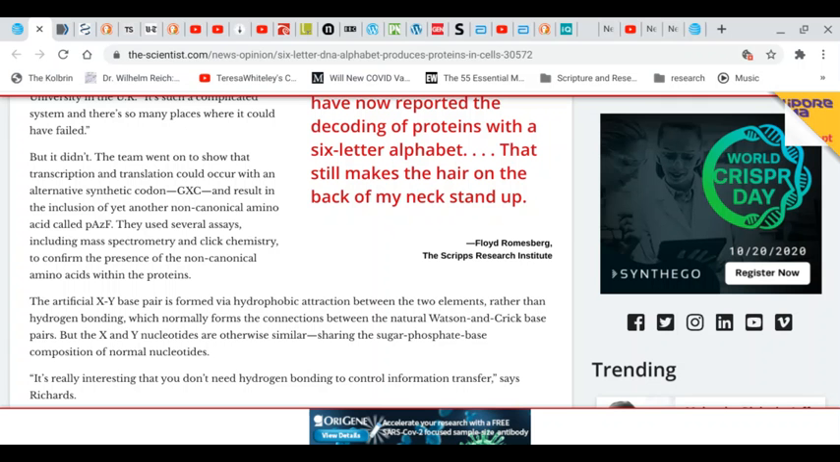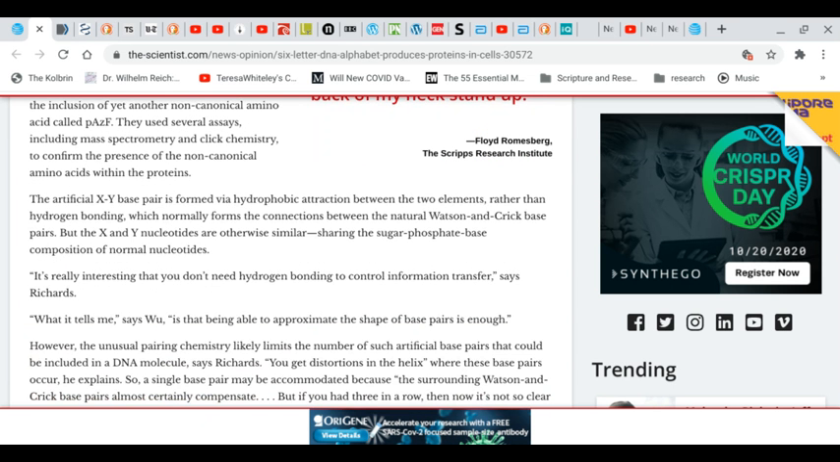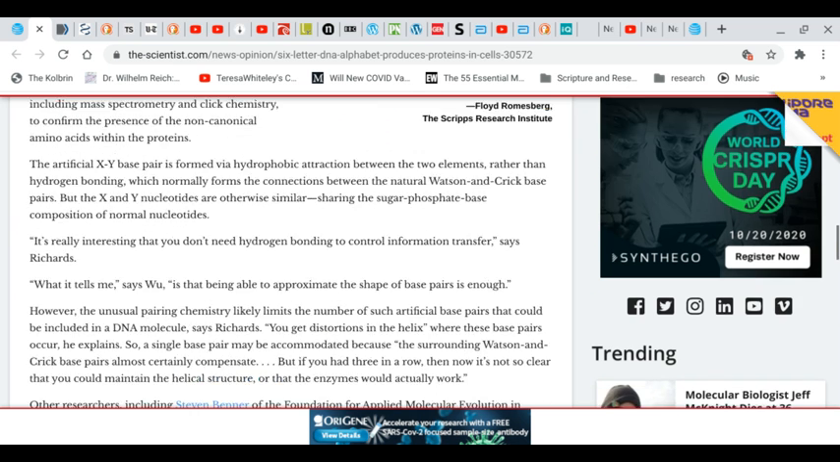The artificial XY base pair is formed via hydrophobic attraction between the two elements rather than hydrogen bonding, which normally forms the connections between the natural Watson and Crick base pairs. But the X and Y nucleotides are otherwise similar, sharing the sugar phosphate base composition of normal nucleotides. It's really interesting that you don't need hydrogen bonding to control information transfer, says Richards. What it tells me, says Wu, is that being able to approximate the shape of base pairs is enough.